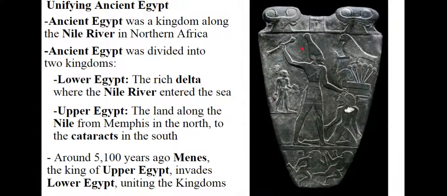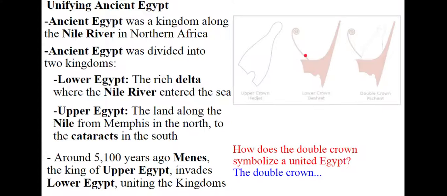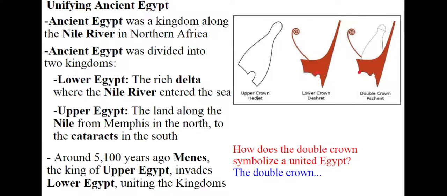Now, after Menes invaded and took over Lower Egypt, he united the two crowns. He put the crown of Upper Egypt, where he came from, together with the crown of Lower Egypt, and that is the crown that all pharaohs, all kings would wear after him.